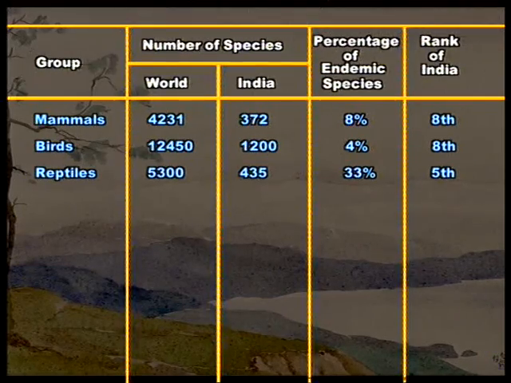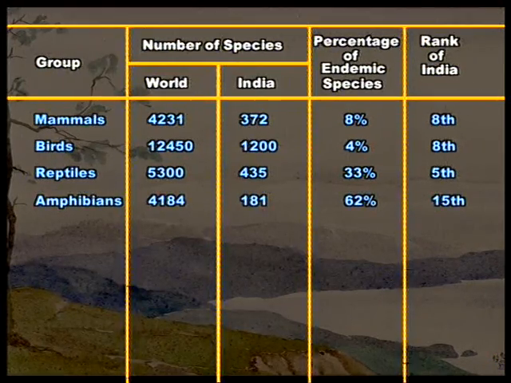Of the 5,300 reptile species found in the world, 435 can be found in India. The percentage of endemic species found in India is 33. India ranks 5th. There are 4,184 amphibian species in the world, and 181 of them can be found in India. The percentage of endemic species found in India is 62, and India ranks 15th.